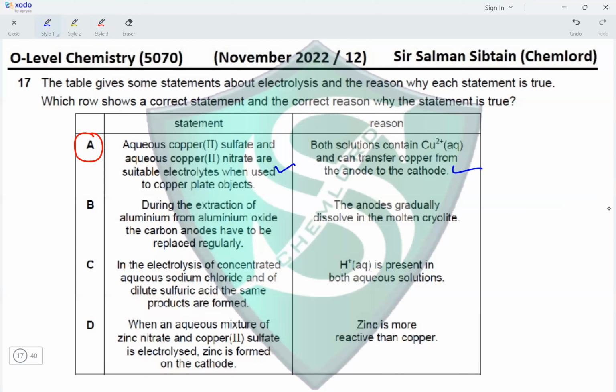Option B. During the extraction of aluminum from aluminum oxide, the carbon anodes have to be replaced regularly. Correct. Reason: the anodes gradually dissolve in molten cryolite. No, no. The anodes are carbon. Carbon reacts with the oxygen gas that is produced at the high temperature of the extraction, and this results in the formation of carbon dioxide. This is the reason why they need to be replaced. So the reason given is wrong.